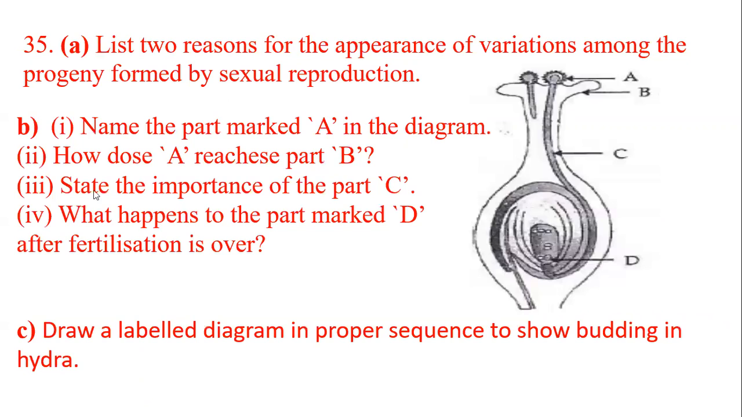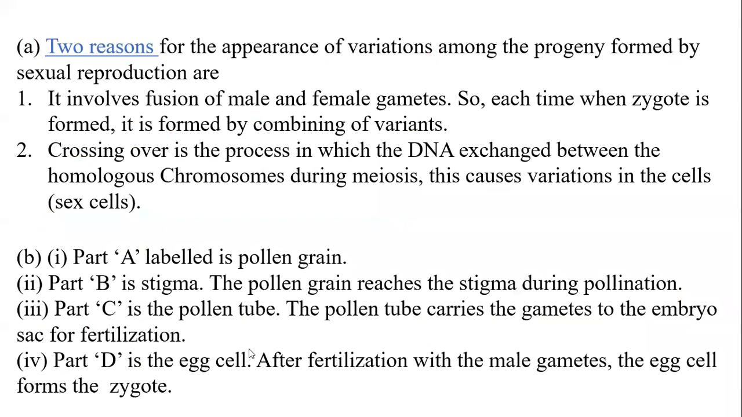Okay. After that, number 3, state the importance of the part C. What is this? This is the pollen tube, right? What is the importance of pollen tube in fertilization? Yes. Part C is the pollen tube. The pollen tube carries the gametes to the embryo sac for fertilization.